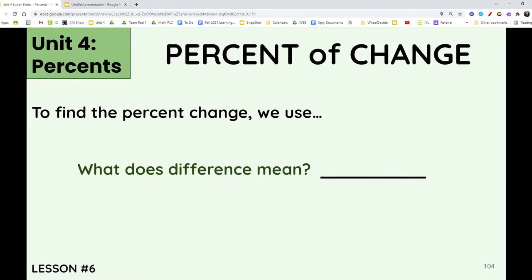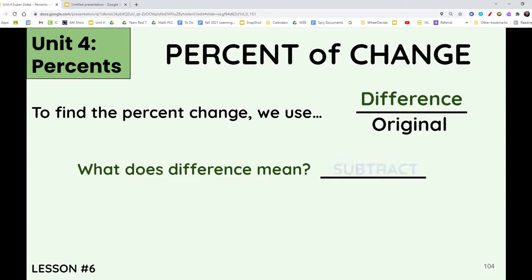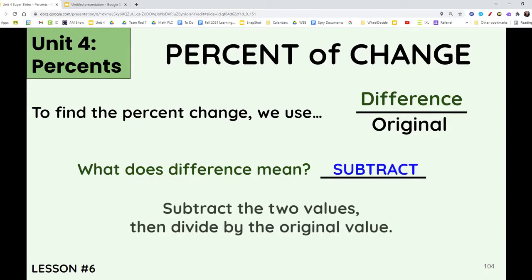To find the percent change, we use difference over original. So we take the difference between the two amounts and we divide it by the original amount. What does the word difference mean? Subtract. So we're going to subtract the two values, then we're going to divide by the original value.